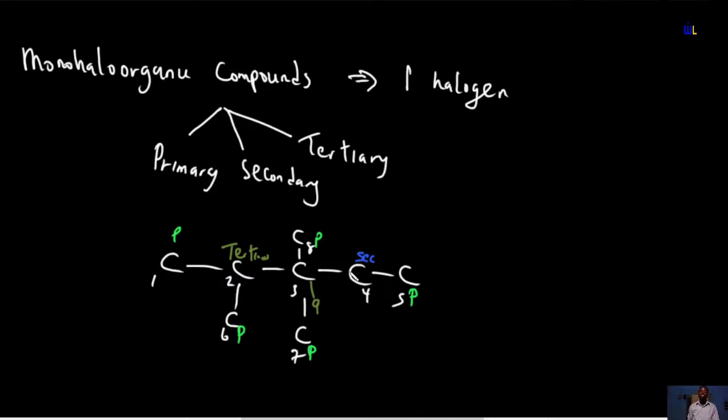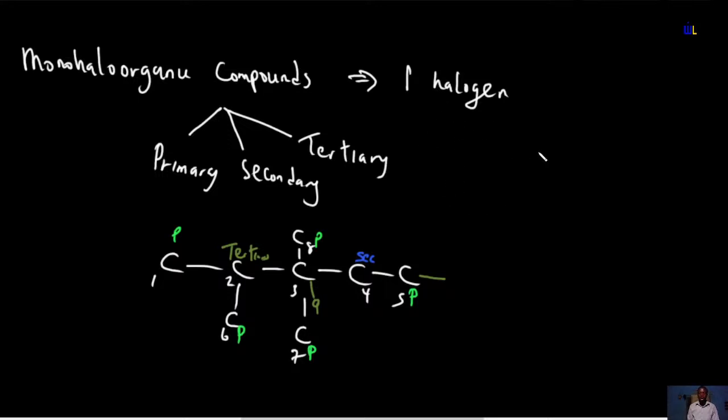Now, the position of the halogen on the carbon atom will tell us the class of haloalkane. When a halogen is attached to a primary carbon atom, it becomes a primary halogen. I'll say it again: if a halogen is attached to a primary carbon atom, it becomes a primary halogen. As I said, monohaloorganic compounds are classified into primary, secondary, and tertiary. So in a scenario where you have a halogen attached to any of the primary carbon atoms in the chain, it becomes a primary halogeno compound.